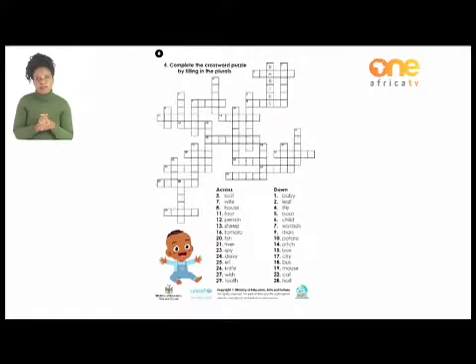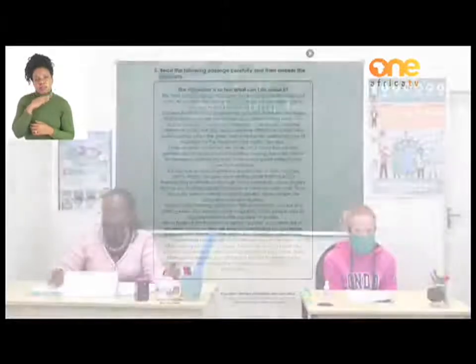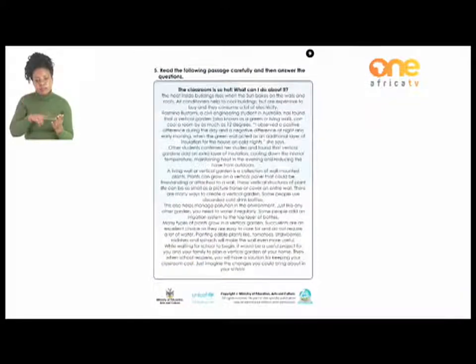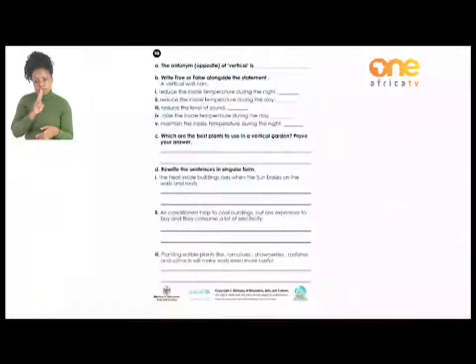Page 9, there's a comprehension on page 9, which I would like you to read on your own. And then you answer the questions on page 10. Question A, the antonym or opposite of vertical is horizontal. So you must continue and finish the sentences on your own.